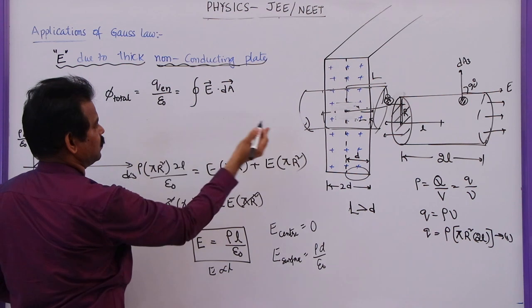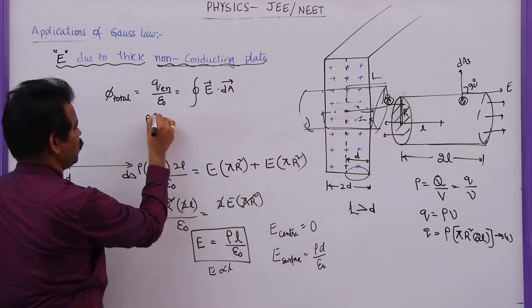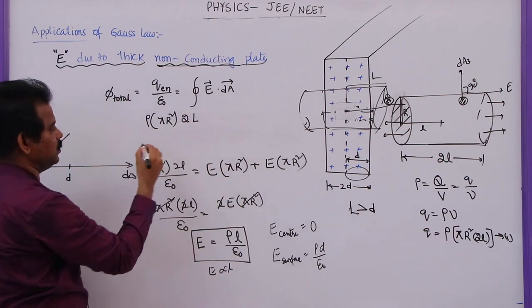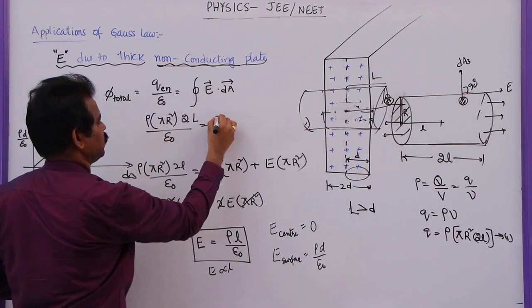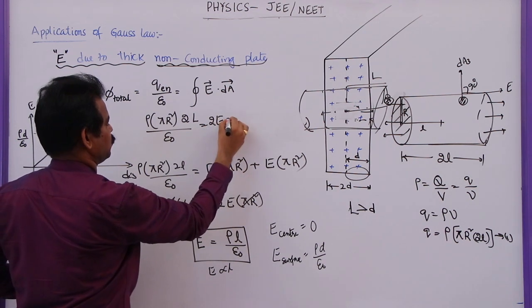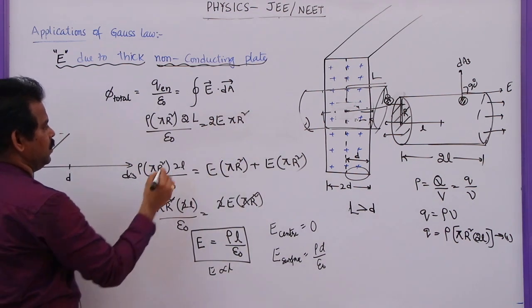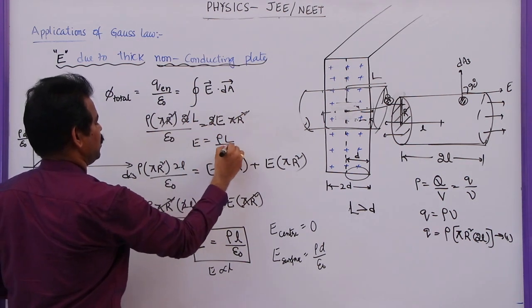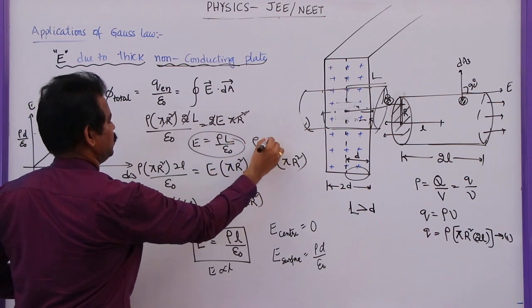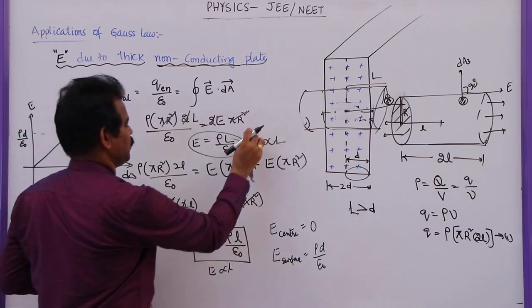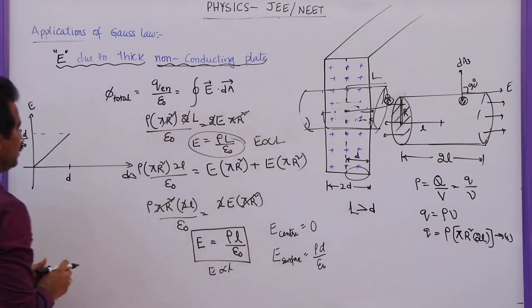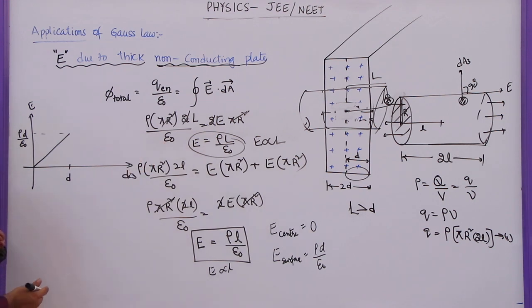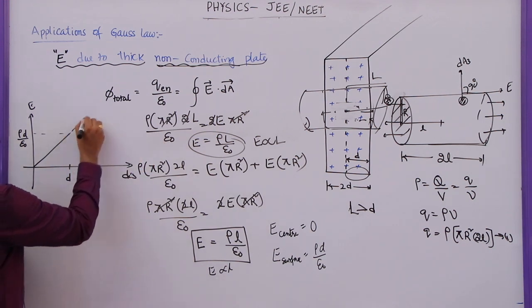So now here I can write the total charge enclosed will be rho into pi r square into 2L, because we have to consider the total length of the cylinder, by epsilon naught is equal to E pi r square plus E pi r square, that is 2E pi r square. You can cancel 2 pi r square, so E will become rho L by epsilon naught. Here also the electric field is directly proportional to the length. So as length increases, the electric field also increases, so it will continue like this.